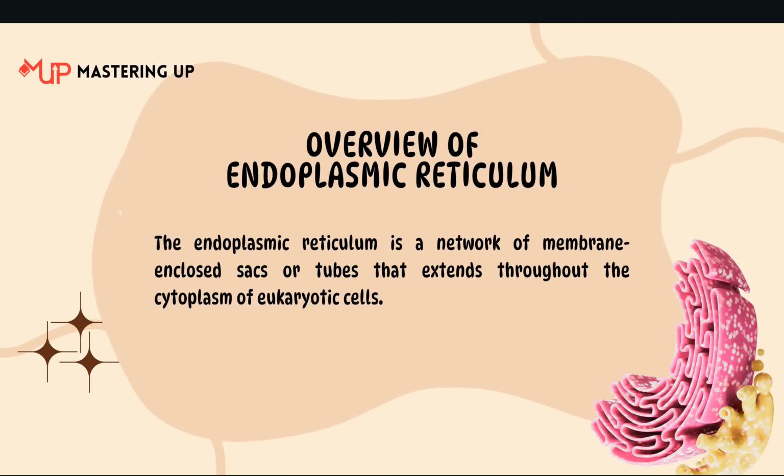The endoplasmic reticulum is one of the largest organelles in a eukaryotic cell. It plays a key role in the synthesis of proteins and lipids, detoxification, and transport within the cell. The endoplasmic reticulum is a network of membrane-enclosed sacs or tubes that extends throughout the cytoplasm of eukaryotic cells.